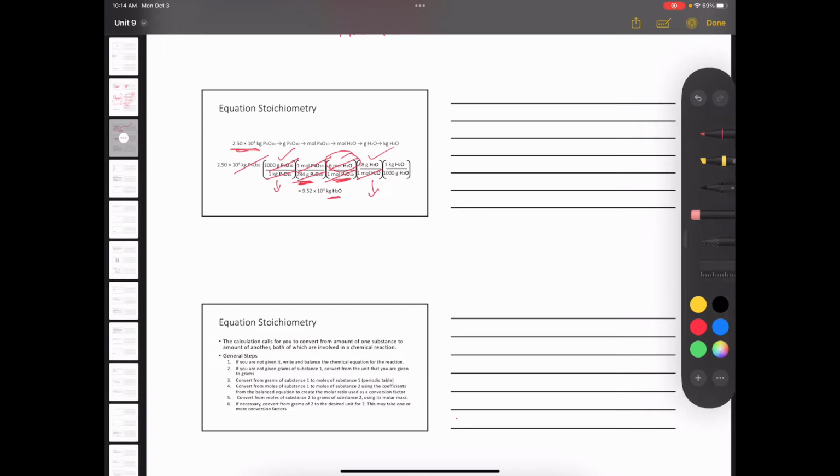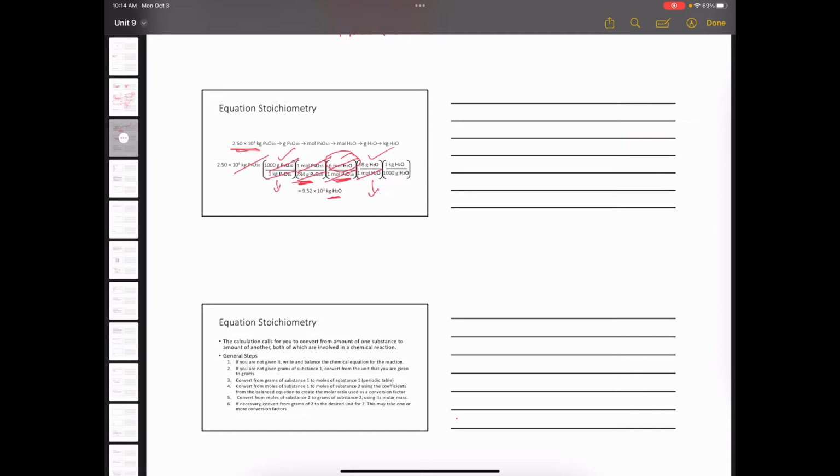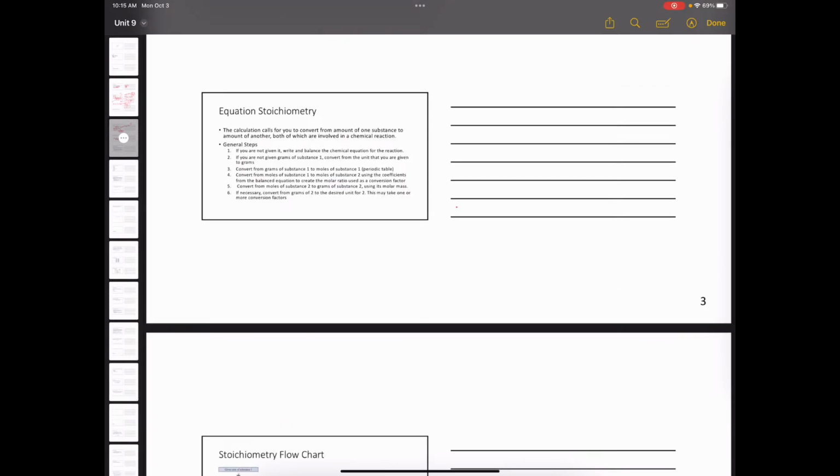Okay, so again, we use this stoichiometric balance, using the coefficients from the balanced equation, to calculate how much I will need of a reactant if I know how much I have of one of the reactants, based on the stoichiometric relationship. Okay, so let's put it all in writing now, all the steps that we just did together.